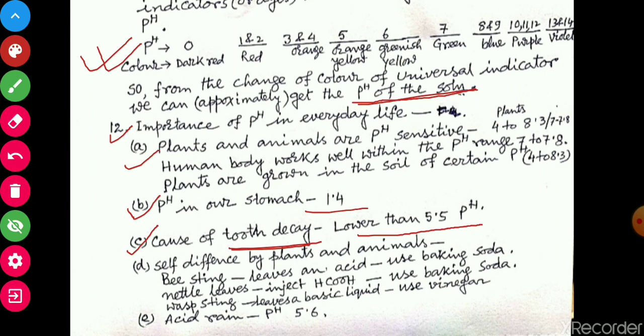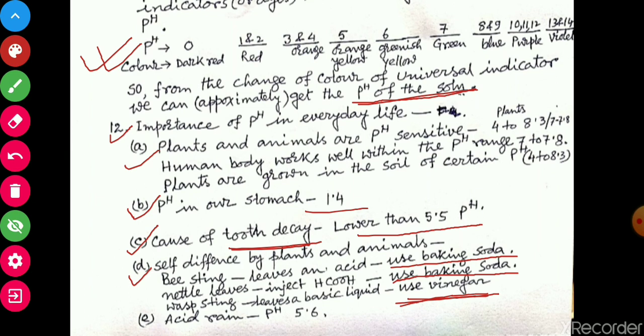Self-defense by plants and animals. Bee sting, nettle leaves and wasp sting are used for self-defense. Bee sting leaves an acid, so to treat it, we must use baking soda. Nettle leaves inject methanoic acid, HCOOH; using baking soda is the remedy. Wasp sting leaves a basic liquid, and hence for treatment we must use vinegar.